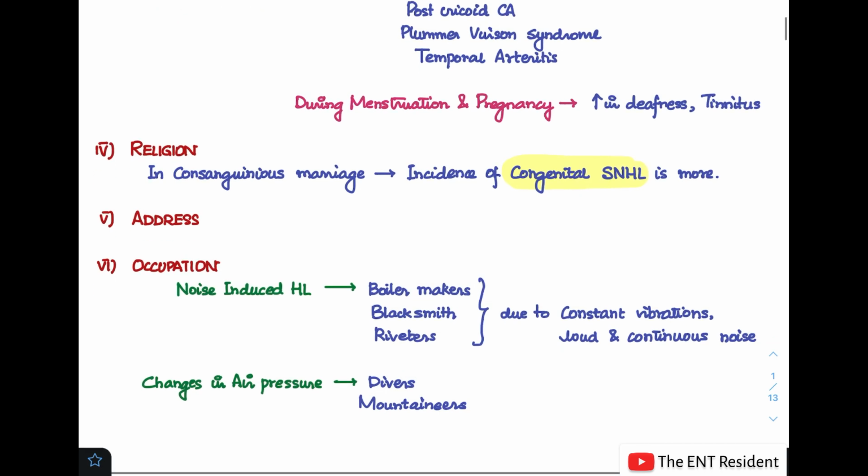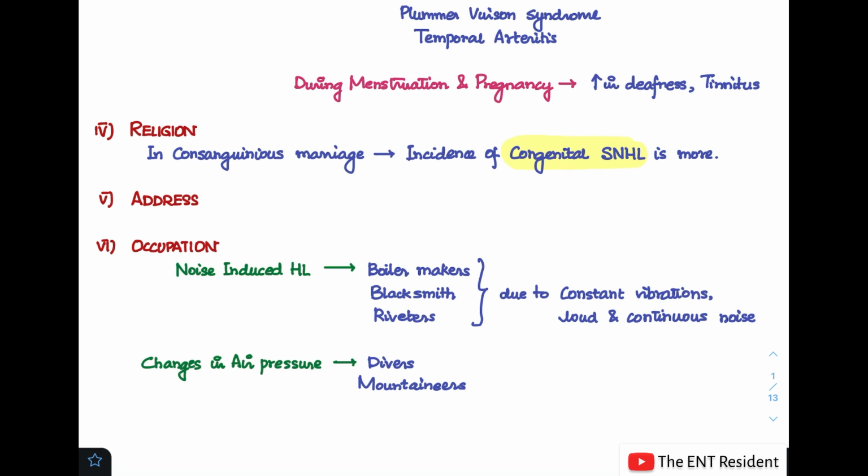So next we come on to the occupation of the patient. For example, we have seen that noise-induced hearing loss is seen more commonly in boiler makers, blacksmiths, and riveters. This is because of the constant vibrations and loud, continuous noise that they are exposed to. Also, changes in air pressure are seen more in divers and mountaineers. They can have more of a blocked sensation in their ears. So this is how occupation is important as well in history taking.